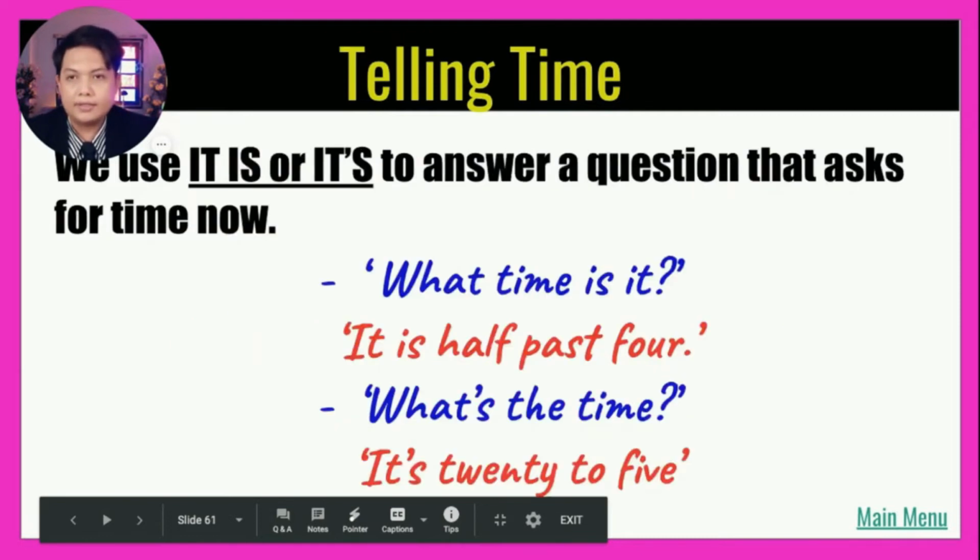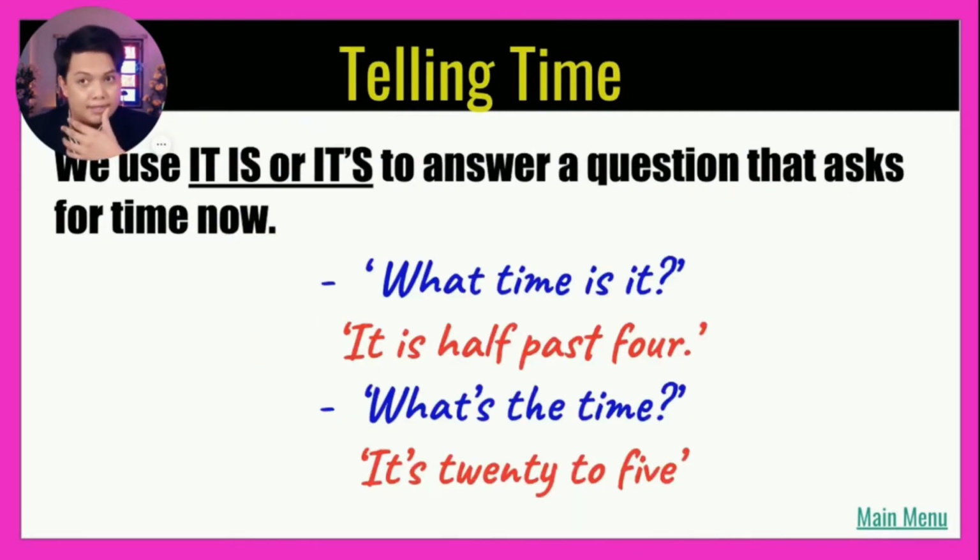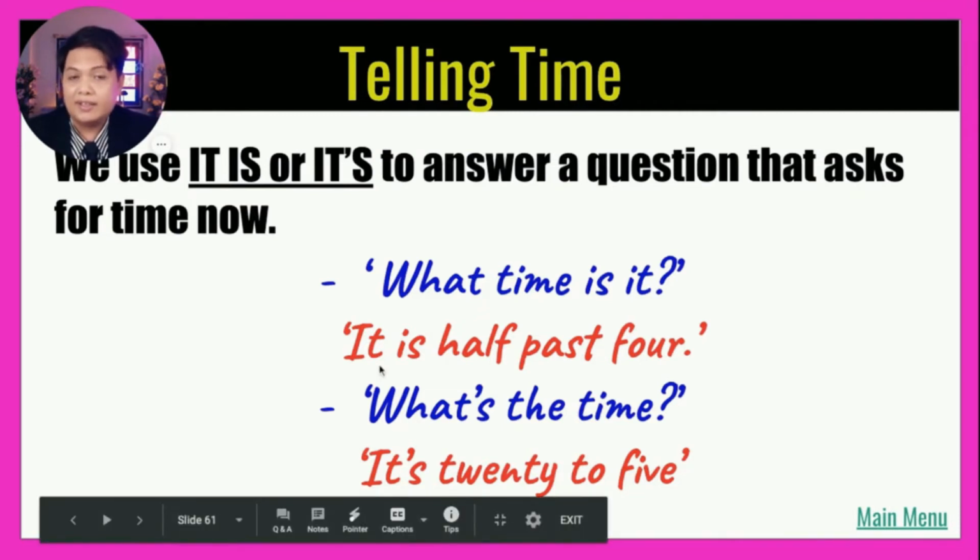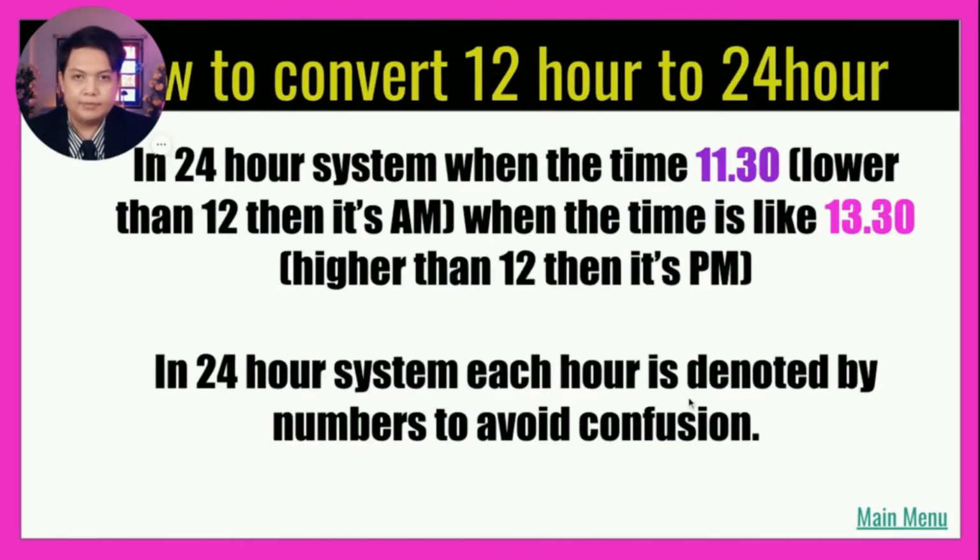Next, we use "it is" or "it's" to answer a question that asks for the time right now. For example, I ask you, what time is it? You could answer, it is 4:30. Or if I ask, what's the time? You could answer, it's 20 to 5, 20 minutes to 5 o'clock. Right? So, let's move on.